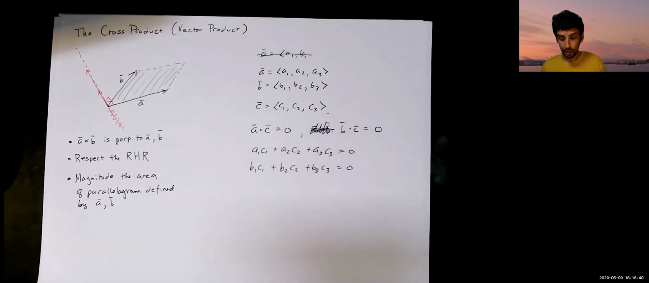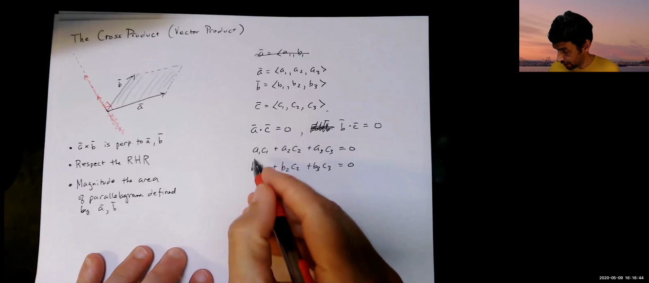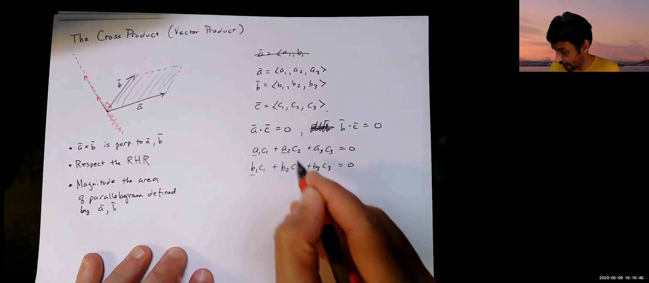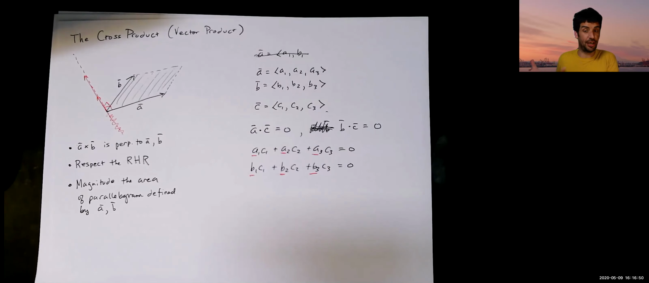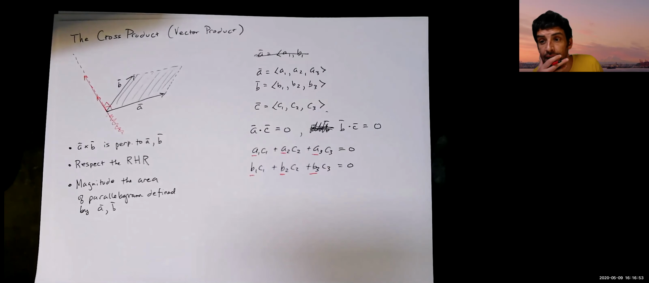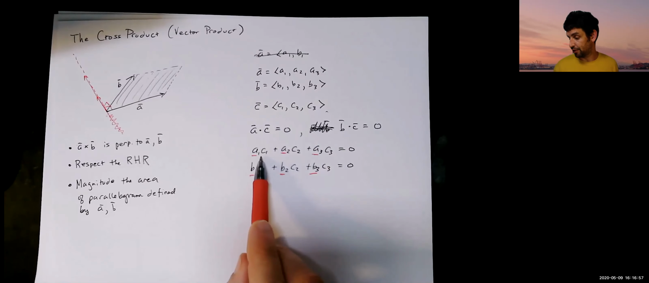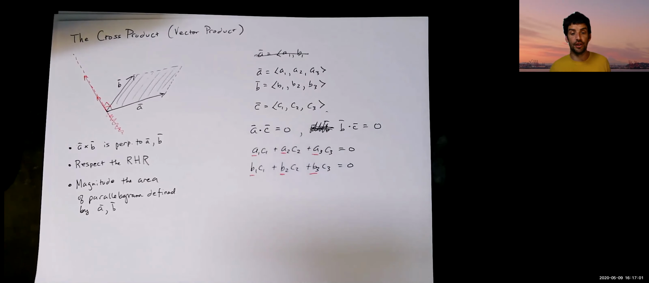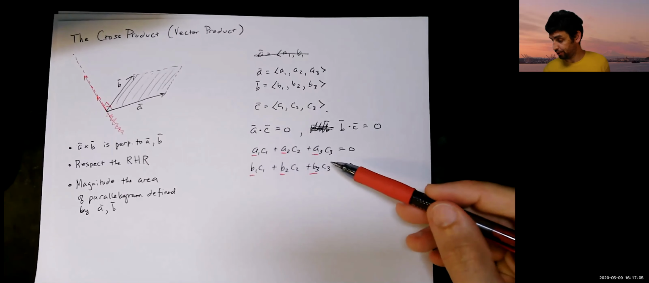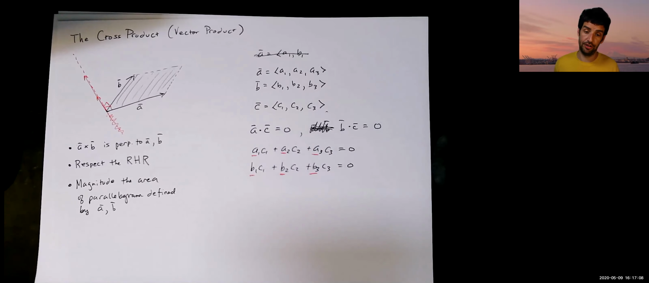Okay. Now, let's note something. The way I'm thinking about this right now, all the components of A and B are things I know, because I'm going to be given two vectors and I want to find this thing that I'm calling the cross product. So those are known. What I'm trying to discover is how to determine C1, C2, and C3 in terms of the A's and the B's, okay? You might also notice we have two equations and three unknowns, right?